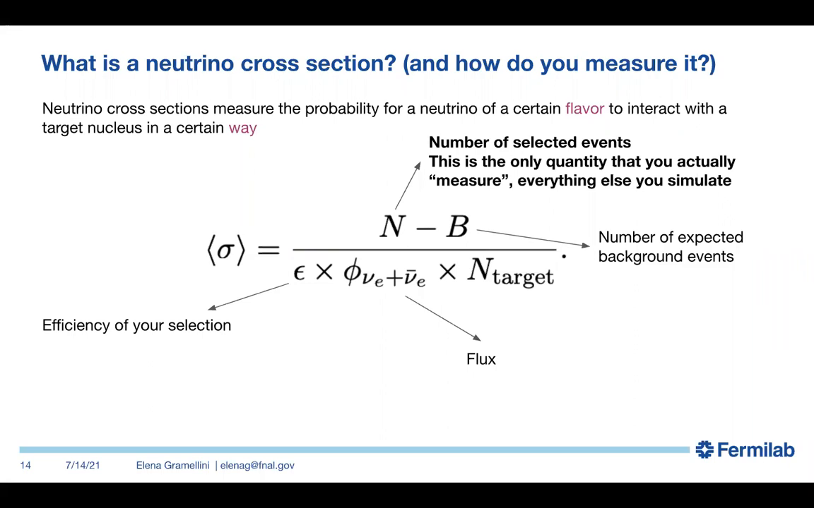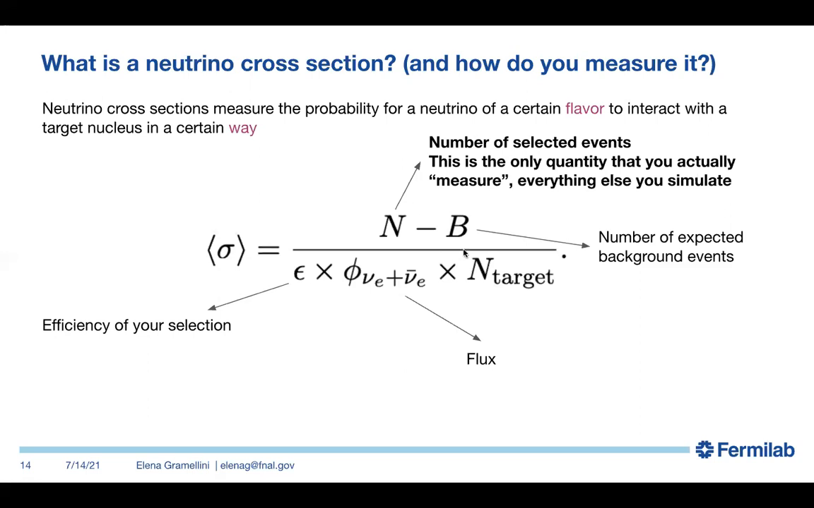And on Wednesday, we talked at length about reconstruction and how difficult it is to understand what's going on in an event if it's quite complex. So you need to write algorithms, for example, that identify protons and identify electrons. And so this selection of events can be quite complex.